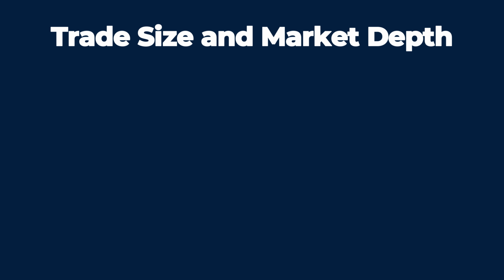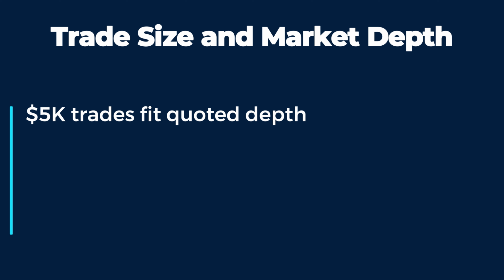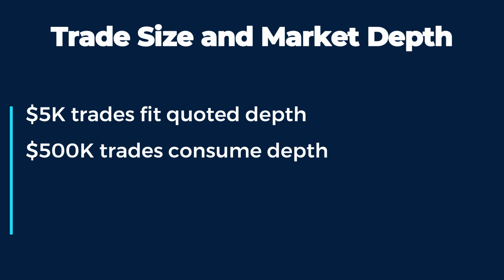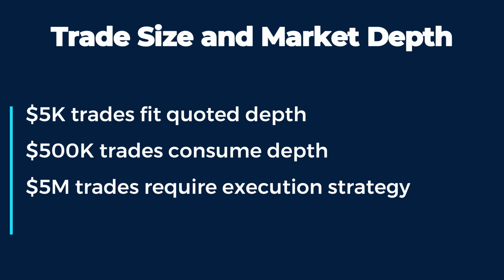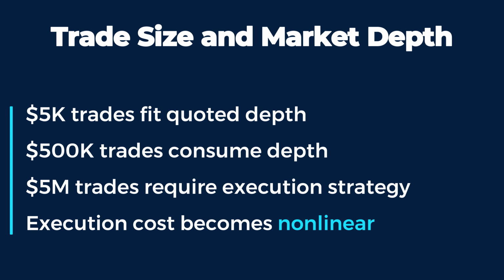Position size changes cost transmission. The relevant question is not, what is the spread? The relevant question is, what is the spread and impact at my trade size? A $5,000 trade can execute inside quoted depth. A $500,000 trade often consumes depth and moves price. A $5 million trade forces execution strategy decisions. When your position size increases, your costs move from published to experienced. The expense ratio stays linear, but execution cost becomes non-linear. Your interaction cost is conditional and scale sensitive.